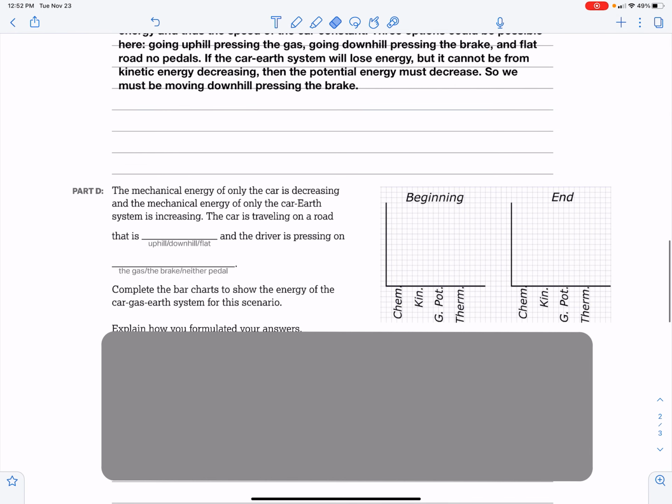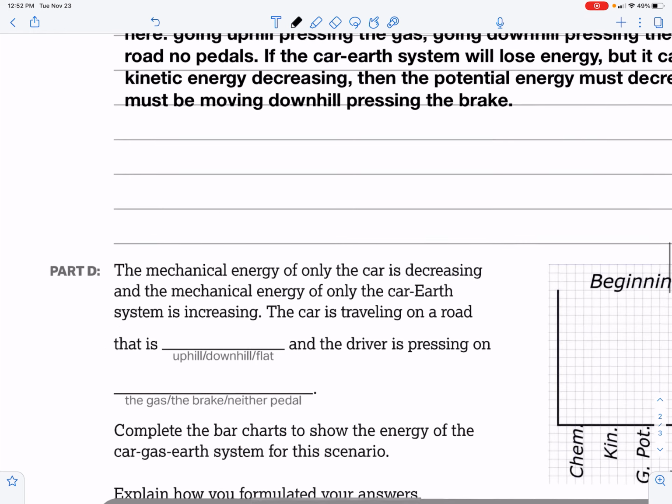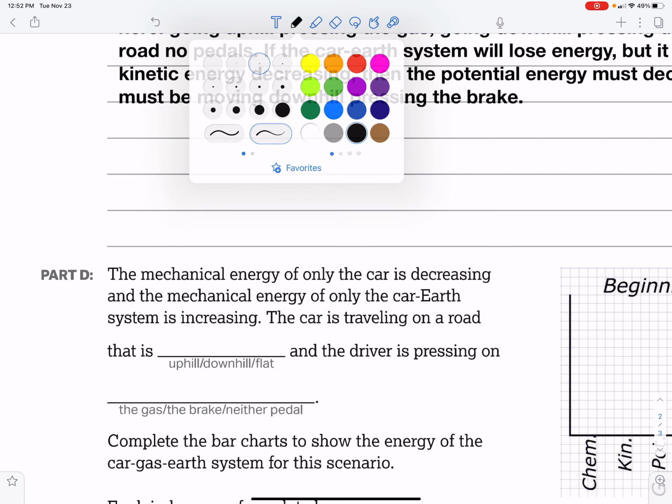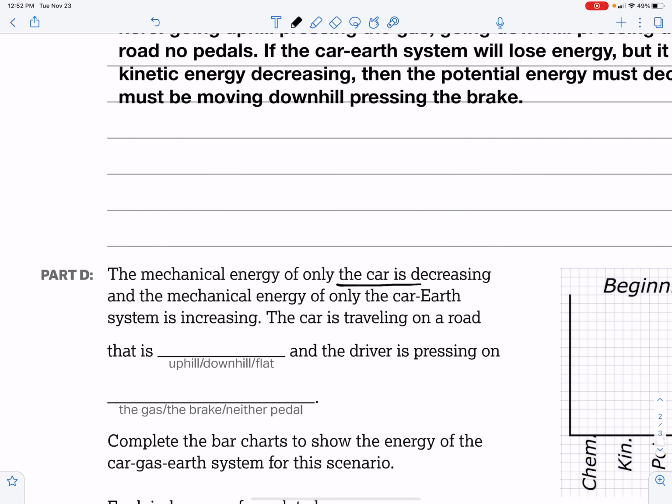Okay, finally, part D. The mechanical energy of the car, of only the car, is decreasing, and the mechanical energy of the car-Earth system is increasing. So let's break down what's happening here. We are told the mechanical energy of only the car is decreasing. So that means kinetic energy, let me see.